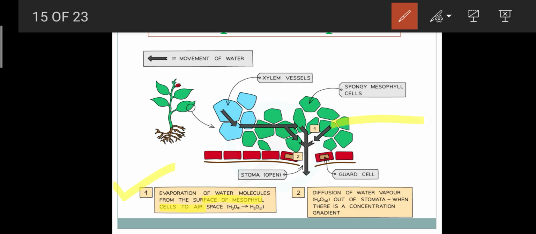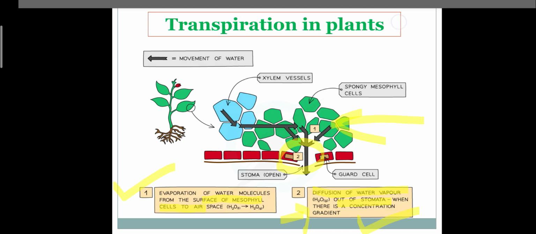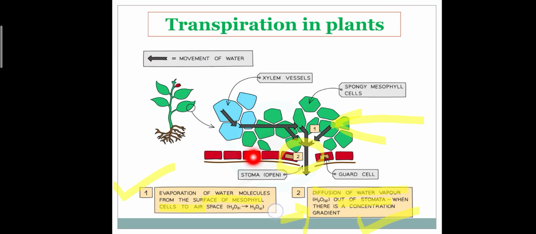Here we can see the evaporation of water molecules from the surface of mesophyll cells to the air space, and this area is showing the diffusion of water vapor out of the stomata when there is a concentration gradient. So this whole diagram is showing the transpiration in the plant. These arrows are showing the movement of water from the xylem vessels to the spongy mesophyll cells.